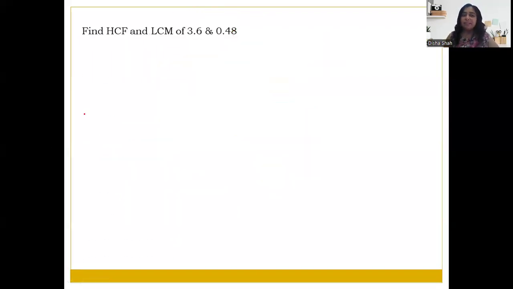Now find the HCF and LCM of the numbers 3.6 and 0.48. Now here the problem is that this is decimal. So initially since we have to solve the question, तो हम हमारे convenience के लिए decimal हटा देते हैं. So what we will do, we will multiply both the numbers by 100 to get rid of the decimal. So 3.6 into 100 becomes 360 and 0.48 into 100 becomes 48. So we will find the HCF and LCM of 360 and 48.